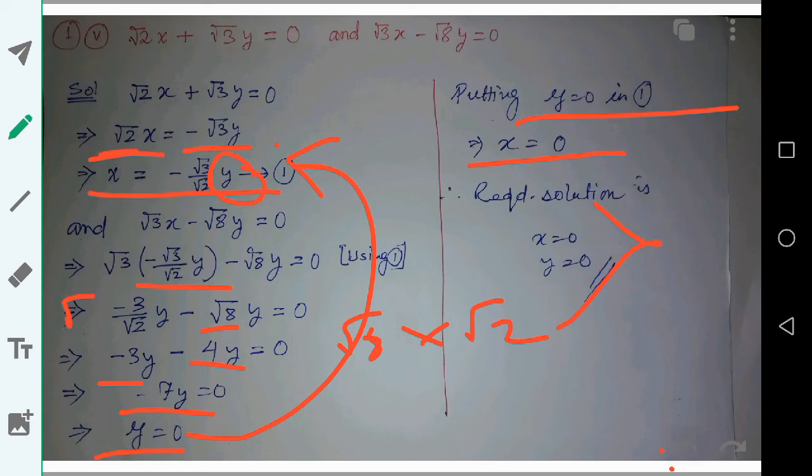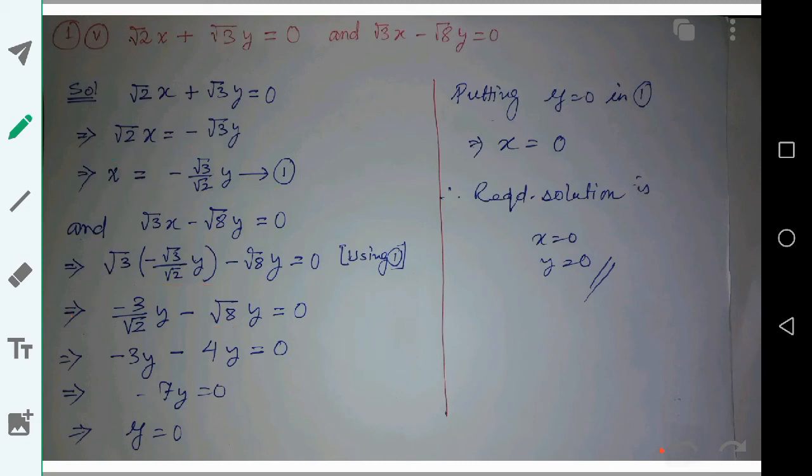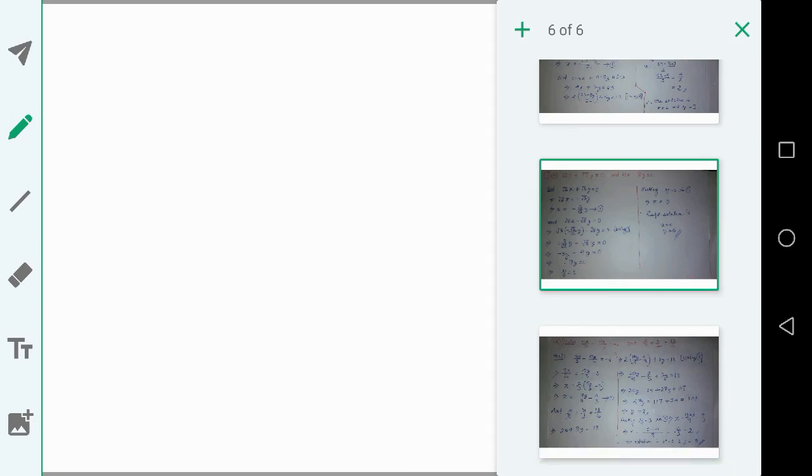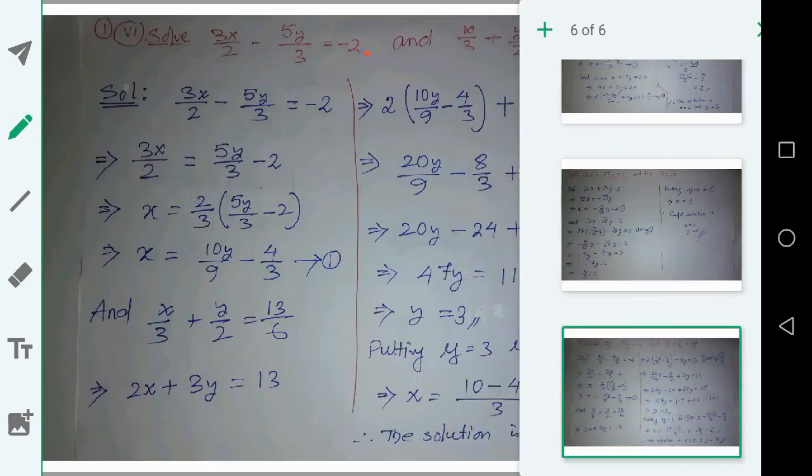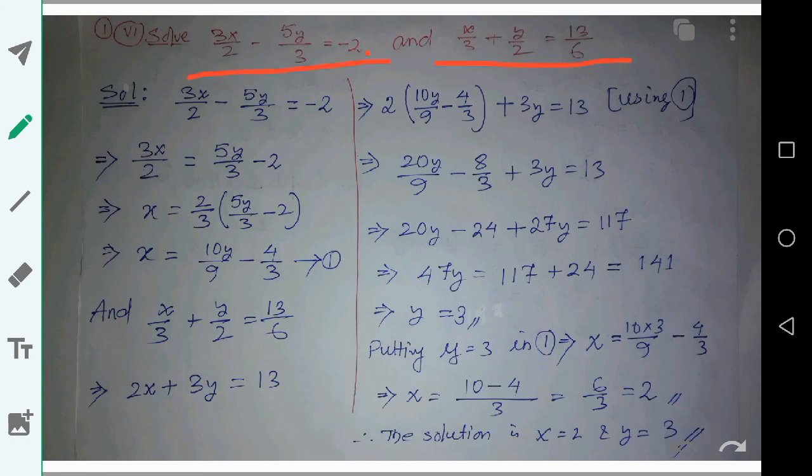Let me clean this page. Now the sixth part of question number 1. These are the given pairs. As I have already shown you three questions on how to solve, you can solve this one by yourself. It's very easy. This is the first equation we have written here. Then we have expressed this as the value of x. Now use this value of x in the next equation.